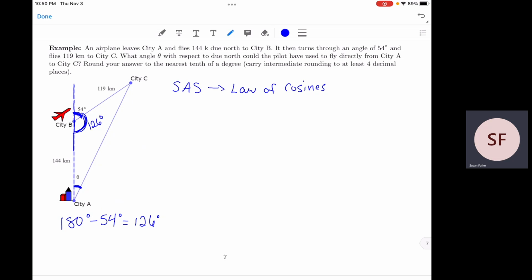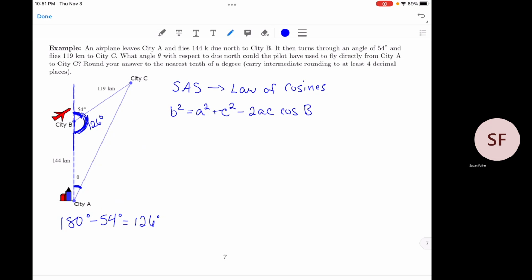So I'm going to say if this angle here is angle B, because it's labeled as City B, I'm going to call that B. I'm going to choose the law of cosines with angle B in it. So that's going to be b squared equals a squared plus c squared minus 2ac times the cosine of angle B. And again, I have these two labeled, that's city A and city C. So I'm going to call that theta angle A, and then angle C is going to be up here by city C.